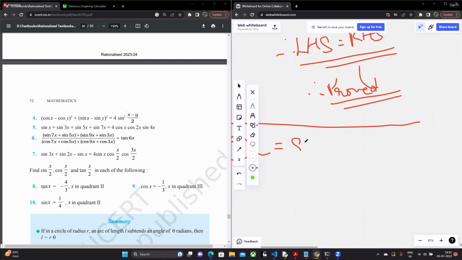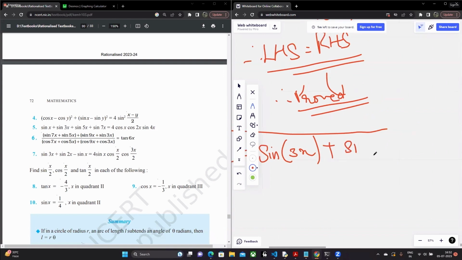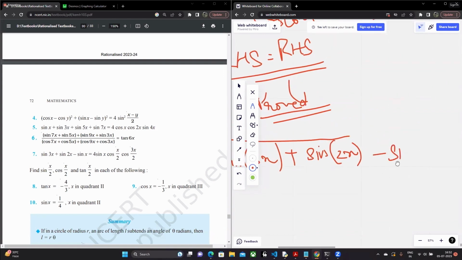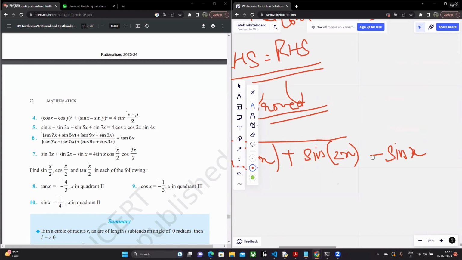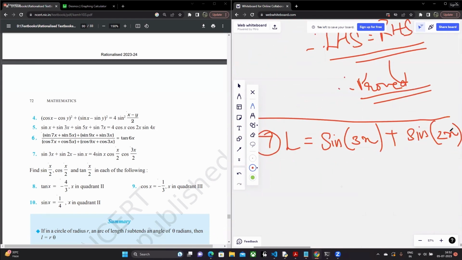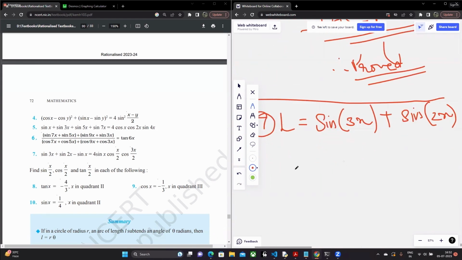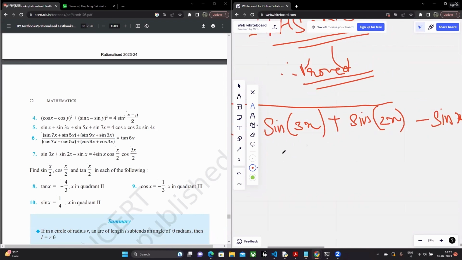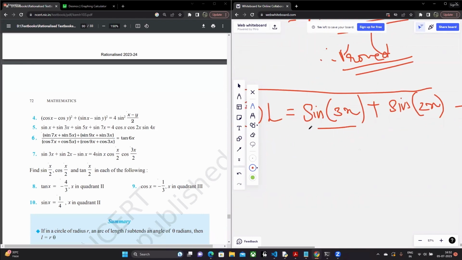So L is equal to sin 3x plus sin 2x minus sin x. Notice that this and this, the arithmetic mean is going to be this. So I'll subtract this from this. This is equal to sin 2x.